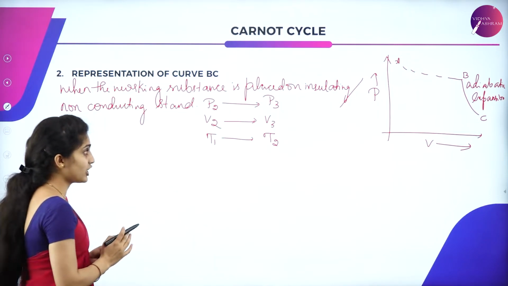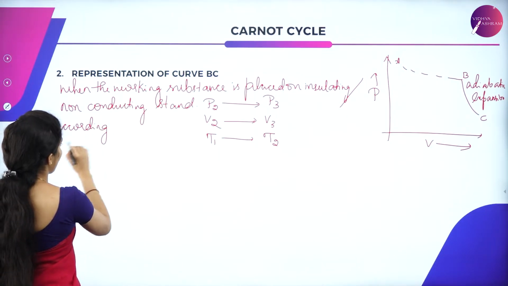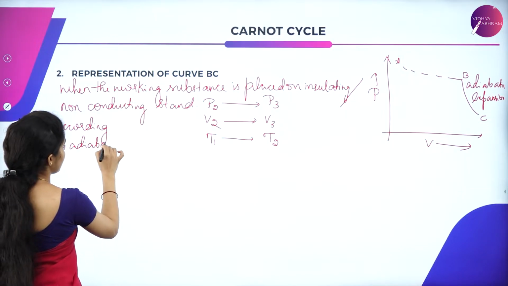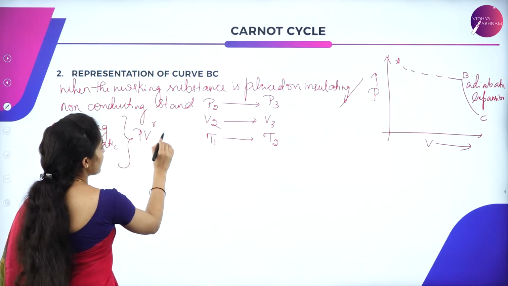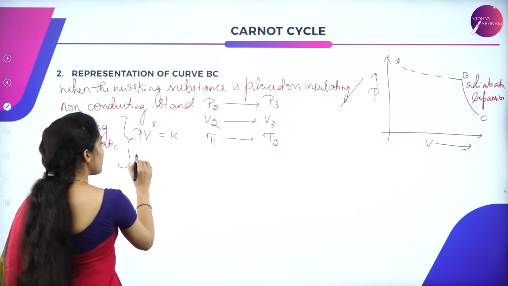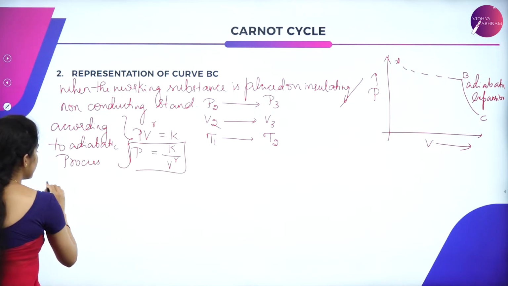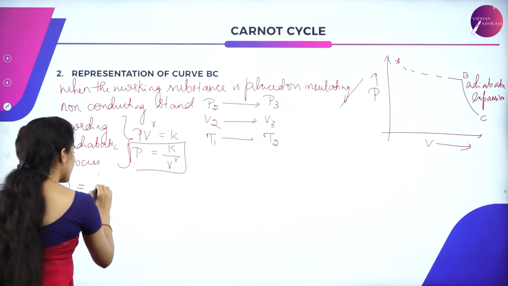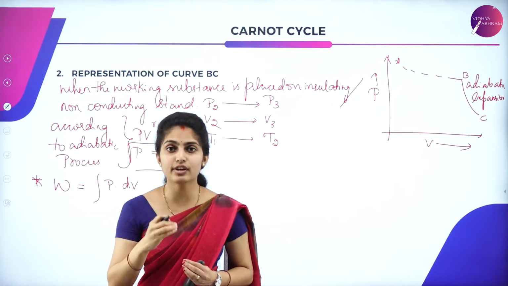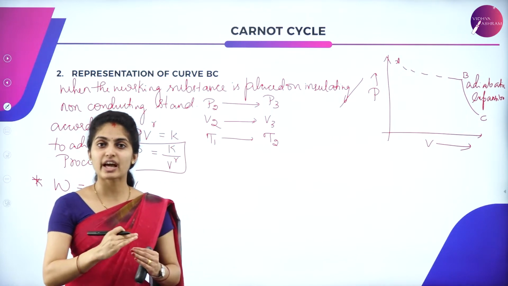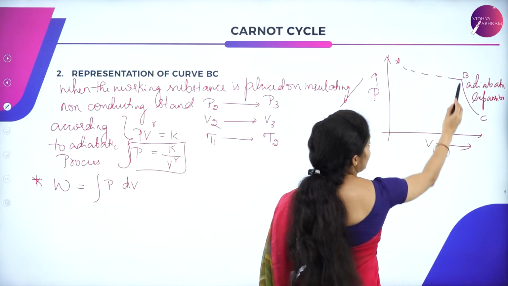So when this is the condition, according to the adiabatic process, we have the formula PV^gamma is equal to K. So P is equal to K divided by V^gamma. When you consider the work done, W is equal to the integral of P dV. That is the equation. Integral from what to what? In the previous representation, we had taken from volume V1 to V2 because volume changes from V1 to V2. Now we are supposed to take V2 to V3.